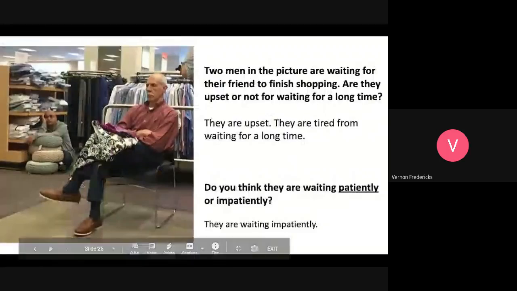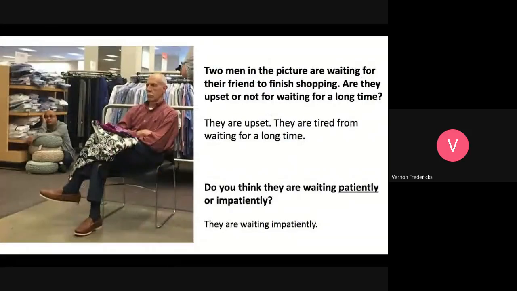Okay, next slide. The word is patiently. Too many in the picture are waiting for their friend to finish shopping. Are they upset or not for waiting for a long time? Okay, they are upset. They are tired from waiting for a long time.